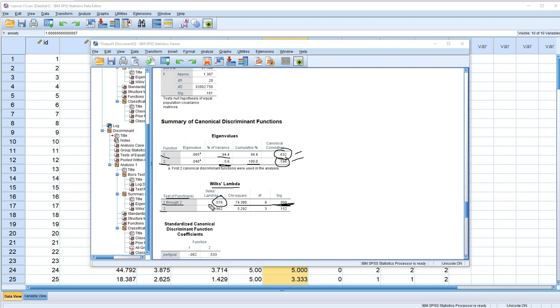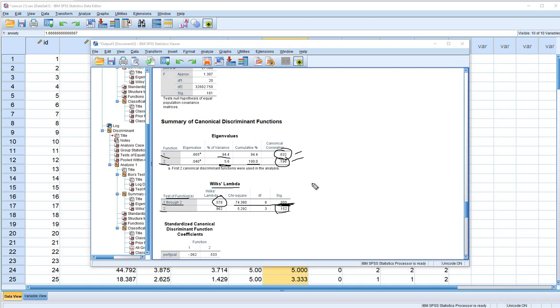Then you can see that we peel off that first discriminant function that accounts for most of the between-group association, and then we have a test of just the second function. So here you can see that the test of that function is not statistically significant. So what that's going to tell us is that essentially the first discriminant function is significant, whereas the second one is not significant.